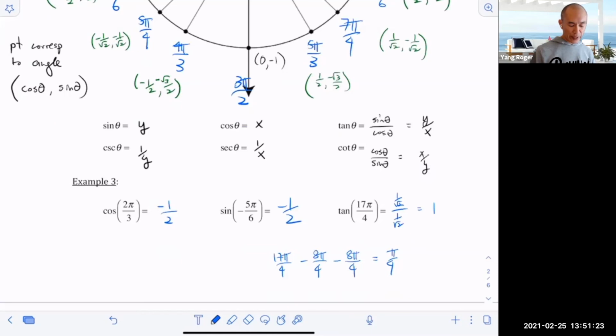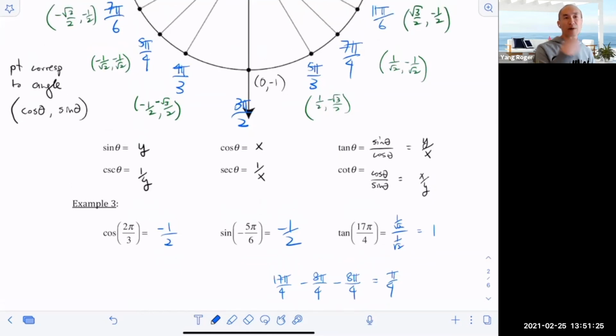So really what we're doing is we're dividing out by 2 pi, and we're trying to see what the remainder is, because each 2 pi is going to take us back to our starting point. Okay. All right.